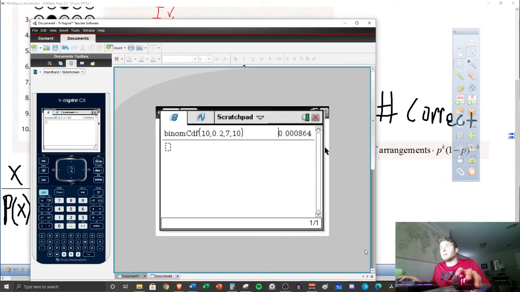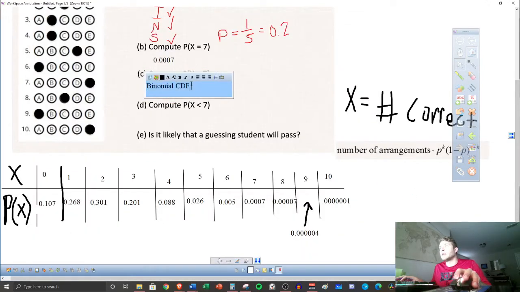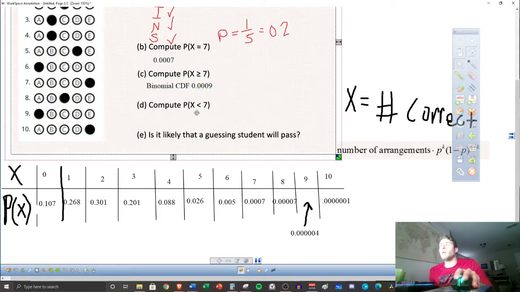Hold on. Well, 3 zeros, and I'll run that to 9. So 3 zeros and a 9. There we go. All right, so now what's the probability that it's less than 7? Okay, what's the probability it's less than 7?